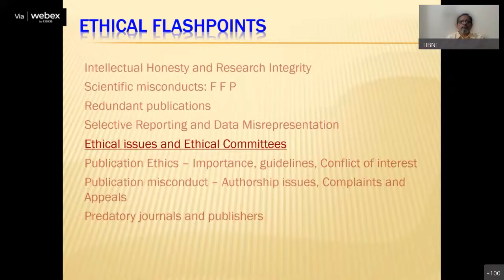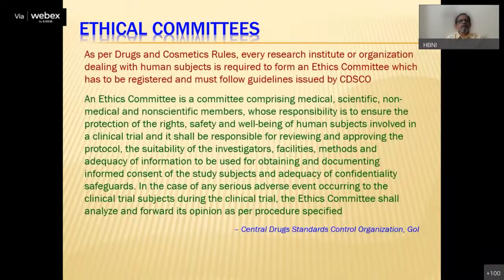Okay, then we move on to the last part of the lecture today, the ethical issues and ethical committees. So the ethical committees, at least in India, every institution, of course, now has ethical committees, which basically look into scientific misconduct. But there are also institutions which deal with human beings as well as animals as part of the research activity.